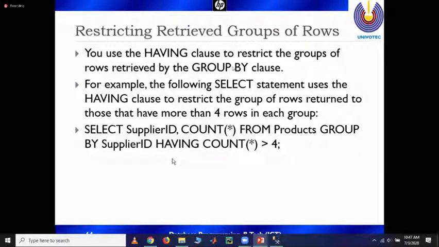Here in the having also, you can use count as a value: having count more than four. If a particular supplier supplies more than four products, then you can get it here. Previously, how many were there?